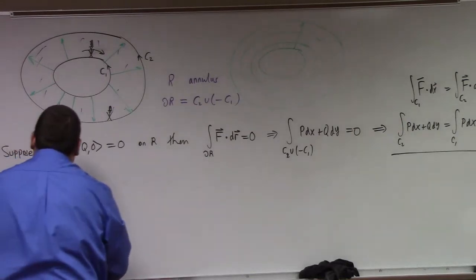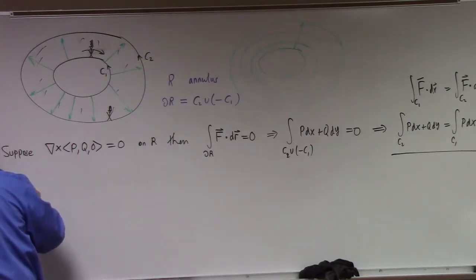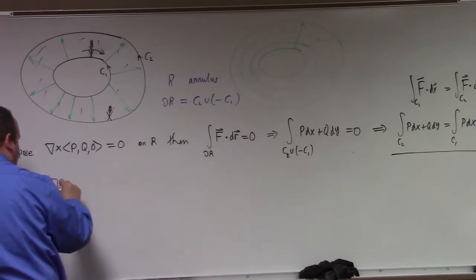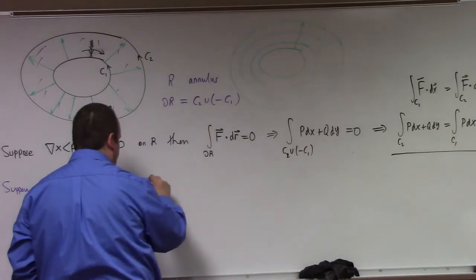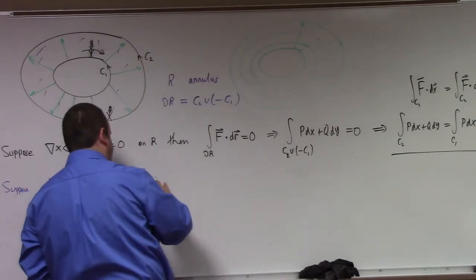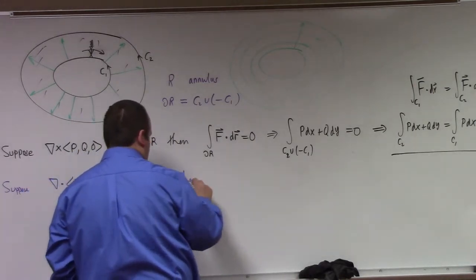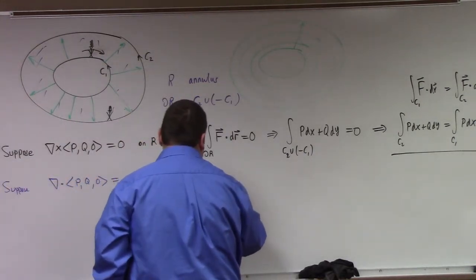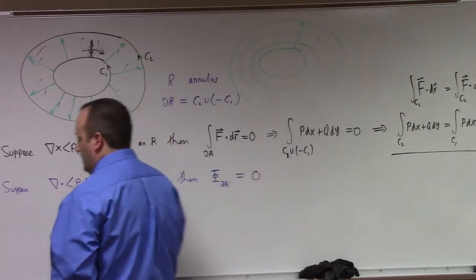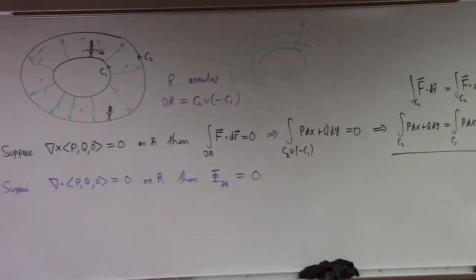But there's another thing here. We could also have the divergence of this vector field P, Q, 0 be 0 on the region. Then that would give me that the flux through the boundary of R was equal to 0. That's what this second, divergence form of Green's theorem would tell me, because I'm assuming that the area integral is 0. So the net flux is 0.